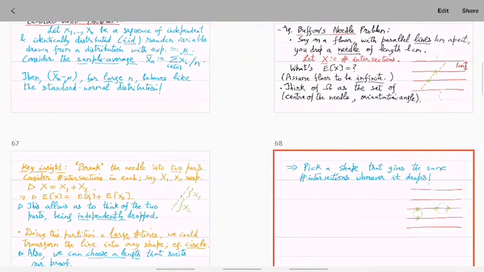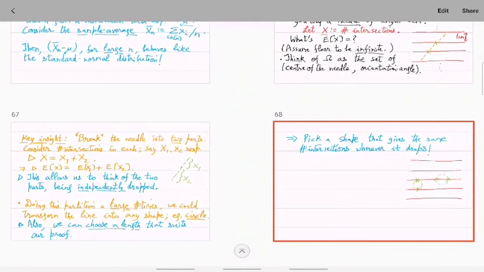So what is the expectation of this random variable? We argued that this is nothing but an application of linearity of expectation. You can actually break the needle into smaller parts, as small as you like, and then independently calculate the expectation for that part. So then the needle actually stops being a needle. You can think of it as any figure. And we agreed that we will look at it as a circle, because a circle has the advantage that wherever it falls, the number of intersections doesn't change.